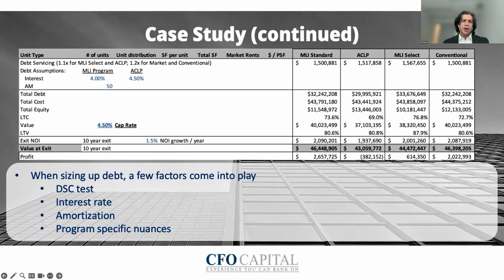So we've put together just some example of what the MLI program number there was. MLI Select and MLI Standard offer the same takeout interest rate. We tested it at 4%, and we tested ACLP at 4.5%. Why did we test at 4.5%? Just a quick note here. It's because CMHC says you have to add 1% to the 10-year GOC, which was at 3.5% at that time. So we tested at 4.5%.